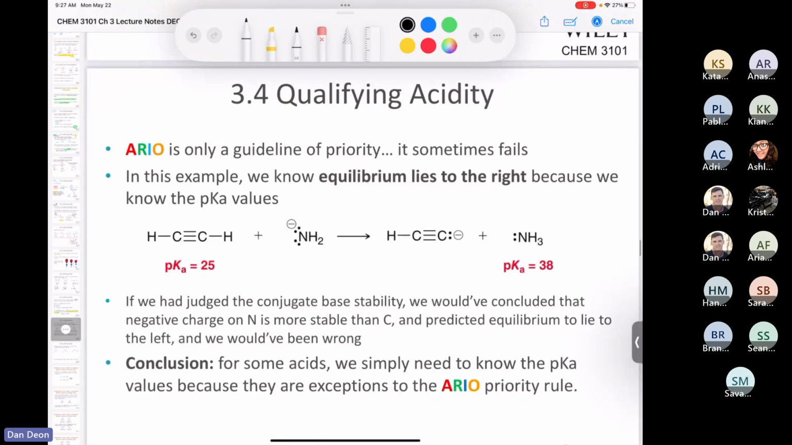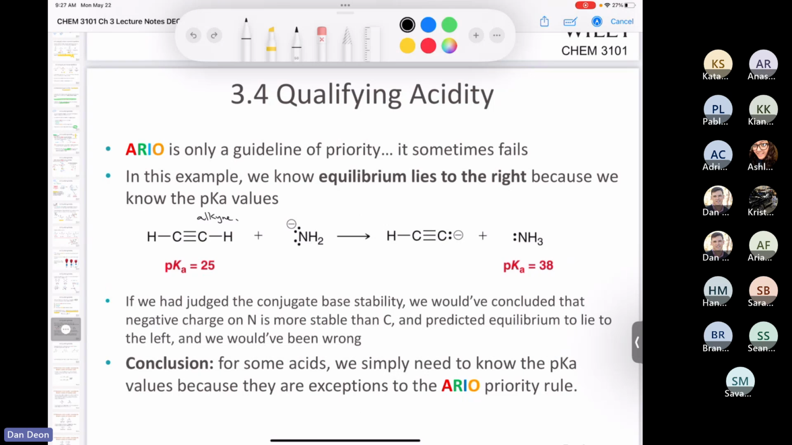If we take a look at the reaction between this alkyne, so if you remember from the previous slide, this is called acetylene. This is called an amide ion. Yeah, I know there's a functional group called amide, but this is called the amide ion. So if we have a reaction between acetylene, or an alkyne, and the amide ion, it actually lies to the side of the conjugate base of the alkyne and the ammonia molecule.